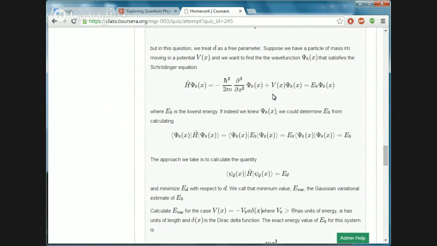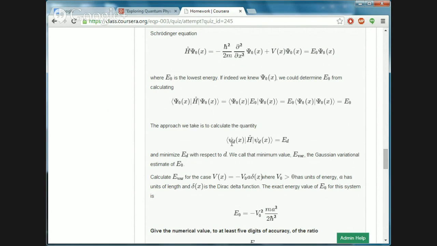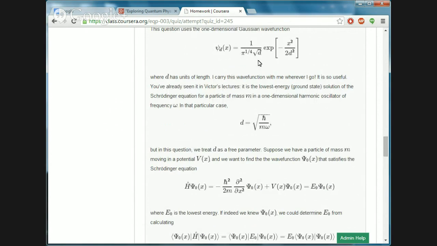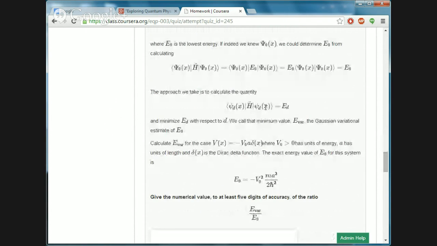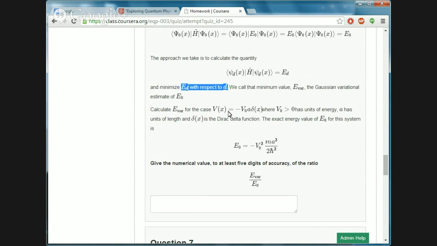Okay, here's the general problem. We're going to use this equation to make an estimate of the ground state energy. Well, what we do is we take this trial wave function. We have a Hamiltonian. We take this expectation value. We call that E sub d, and then we minimize E sub d with respect to d. In other words, we find the value of the Gaussian width that minimizes the energy, and then we use that as a variational estimate. So I asked them to solve that problem where the potential is just the delta function potential.